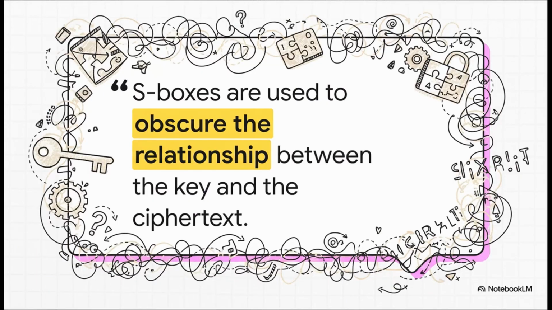And its whole reason for being, its entire job, is to create something cryptographers call confusion. It's designed to completely obscure the relationship between the secret key you're using and the final scrambled text. It just tangles them up so badly that an attacker can't just work backward to figure out your key.